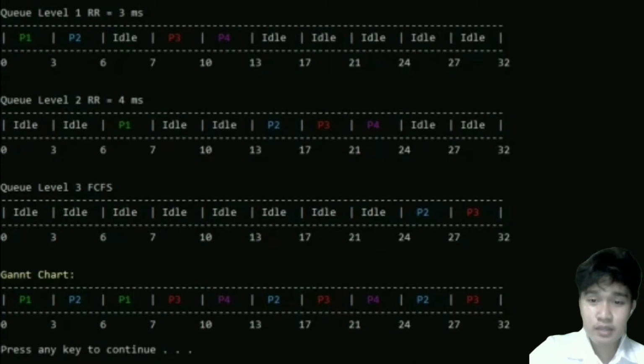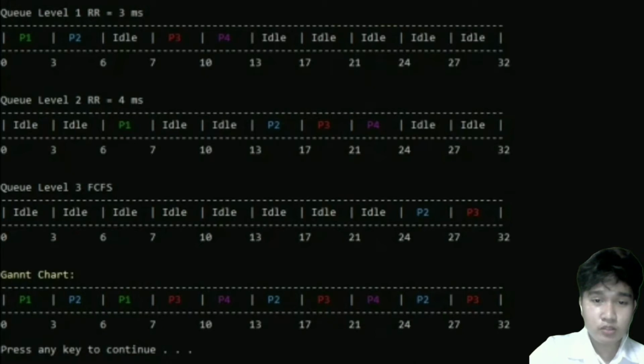At time 21 milliseconds, P4 was ready to execute and ended at 24 milliseconds. P4 completes its burst time at time 24 milliseconds, there is no process to be executed in the second queue level, and all processes are completely executed in the second queue level.